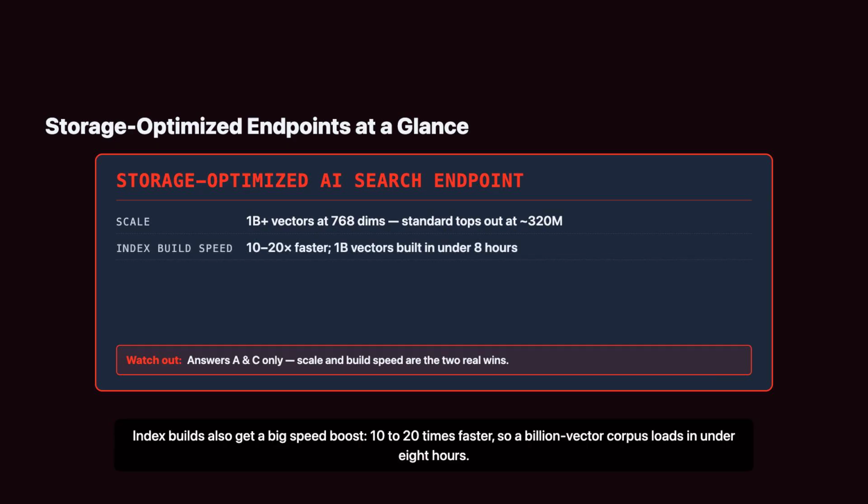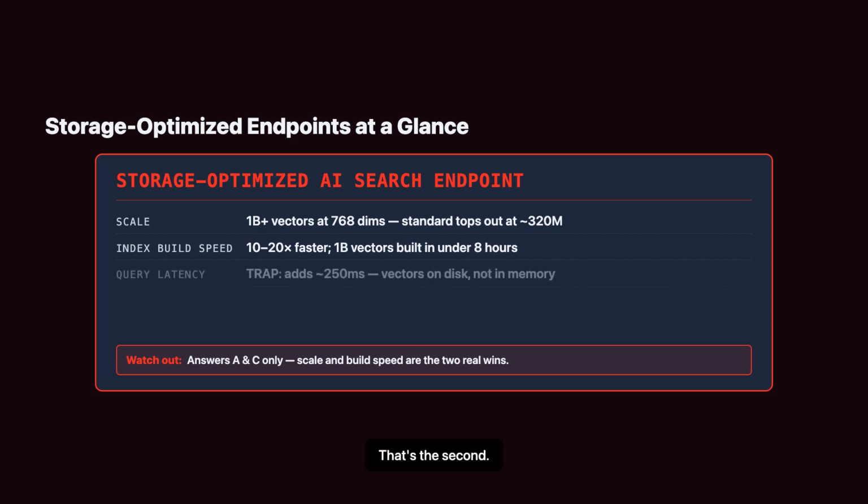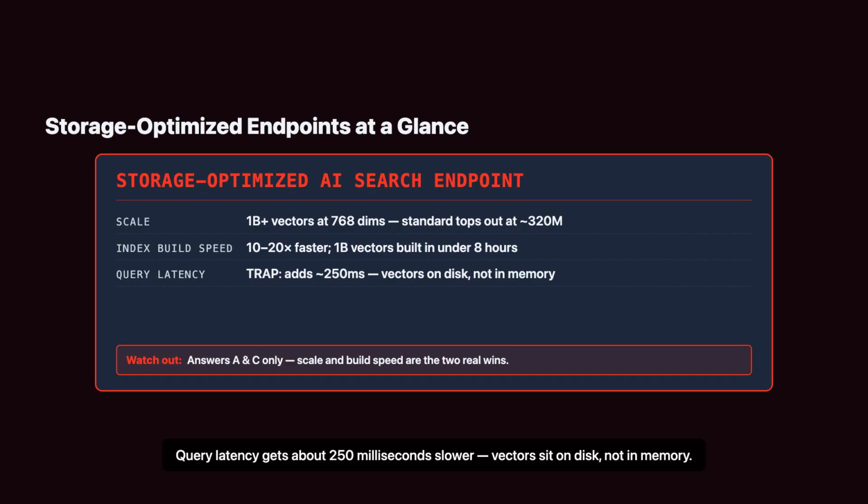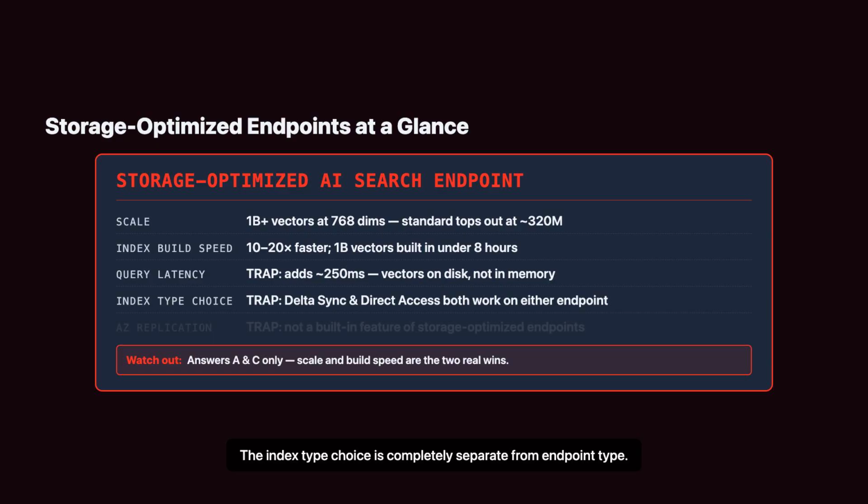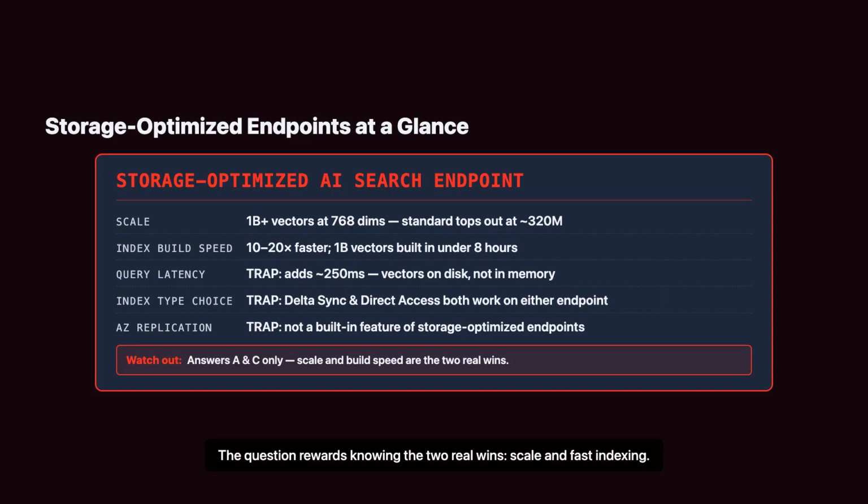Index builds also get a big speed boost, 10 to 20 times faster, so a billion vector corpus loads in under 8 hours. That's the second. Now the traps. Query latency gets about 250 milliseconds slower. Vectors sit on disk, not in memory. The index type choice is completely separate from endpoint type, and cross-zone replication is not a feature of storage optimized. The question rewards knowing the two real wins: scale and fast indexing.